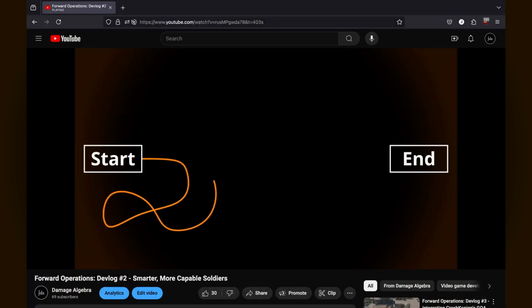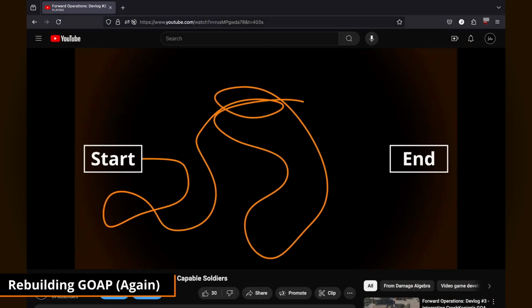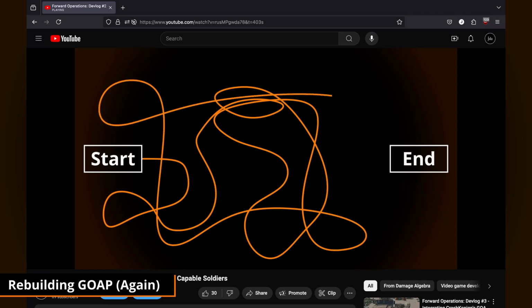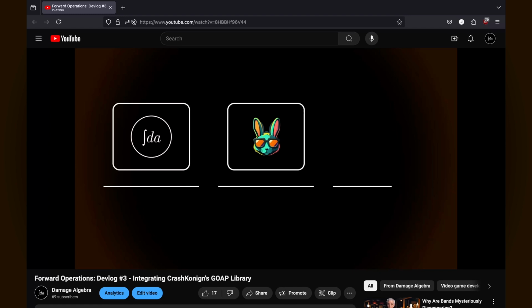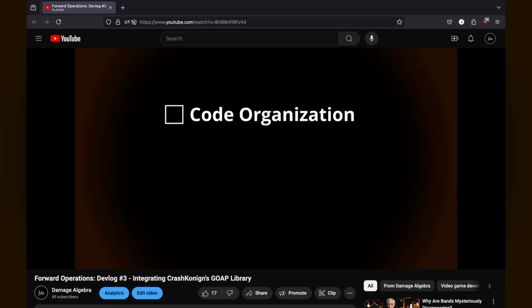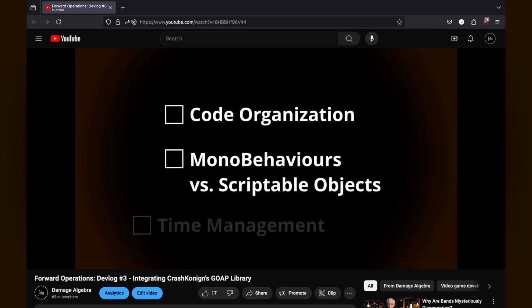Okay, so in the last devlog I talked extensively about how awful the goal-oriented action planning, or GOAP, system that I built was, and how I integrated a much better library built and maintained by Crash Conine to replace it. That worked out pretty great, and I highly recommend the library to anyone interested in using GOAP in their game, but I learned a lot from this library and I wanted to try my hand at making my own again. The result is, unsurprisingly, very similar in approach to Crash Conine's system, with some specific tweaks for my workflow.